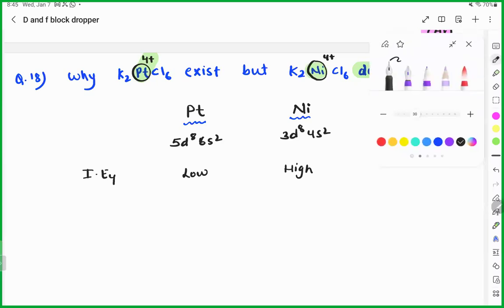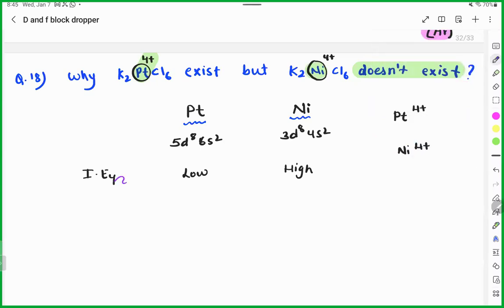Who will tell me, Chandana, why? We are saying fourth ionization enthalpy is low in case of platinum and high in case of nickel because the question is according to that. But what is your reason? No, sir, I'm not sure.